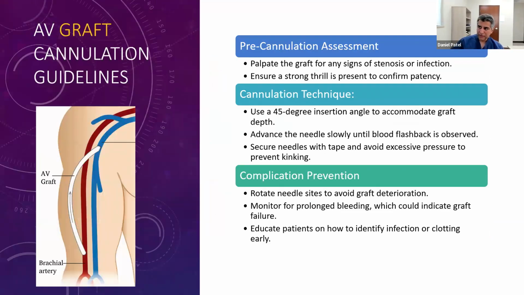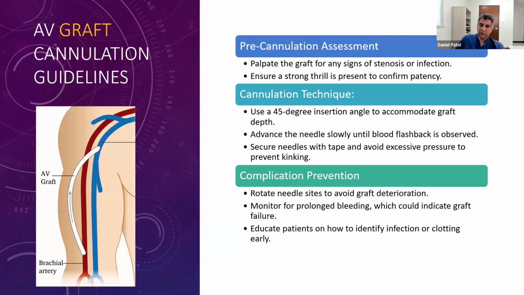For graft cannulation, it's somewhat similar. You want to palpate the graft, look for any signs of infection, feel the thrills. If there's a decreased thrill or a very pulsatile graft, maybe there's a stenosis that needs some intervention. But examining the access is important. For your cannulation, generally you're using a 45-degree insertion angle. Sometimes it's a little different depending on the depth of the graft, but usually when they're pretty close to the skin surface, it's not too bad. You want to basically go until you see your flashback and secure your needles with the tape.